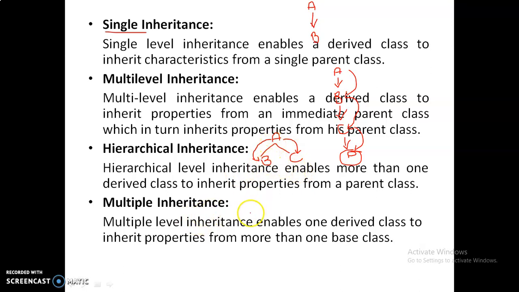In multiple inheritance, we have one derived class from more than one base class. For example, if you have two base classes A and B, and from these one child class is derived like C, it can inherit all the properties of class A and also all the properties of class B. Now class C is a combination of A and B class properties, and C can also have its own properties. This type of inheritance is called multiple inheritance. These are the four types of inheritances that we generally use in object-oriented programming.